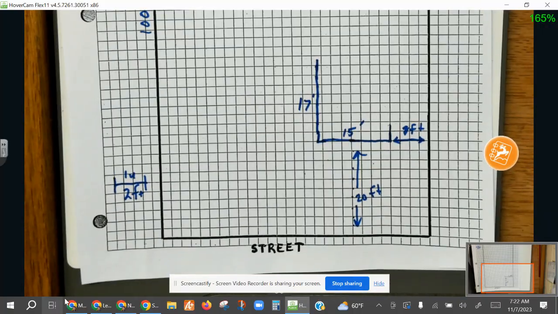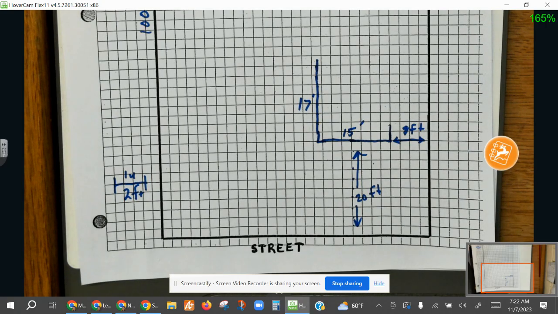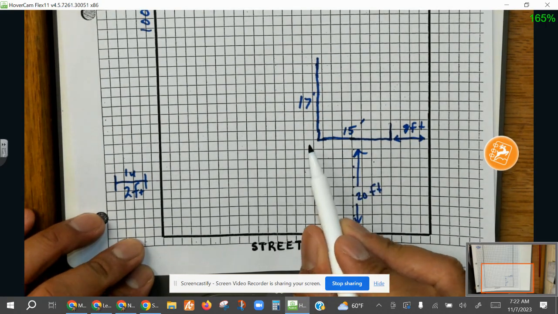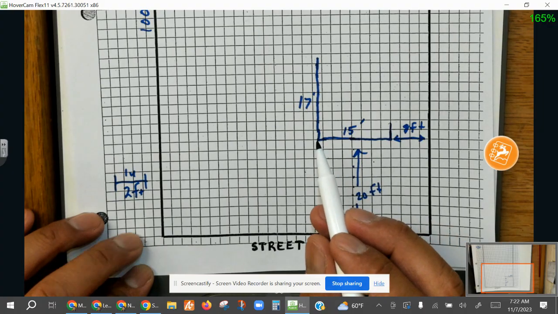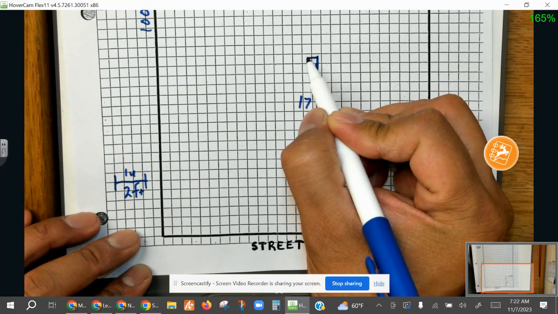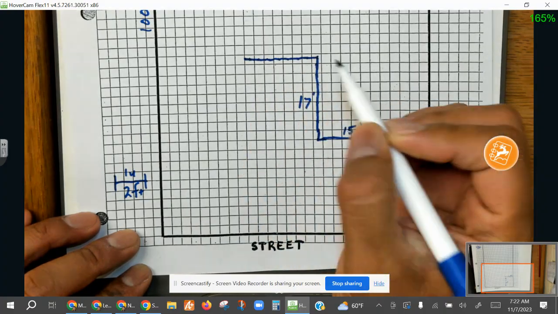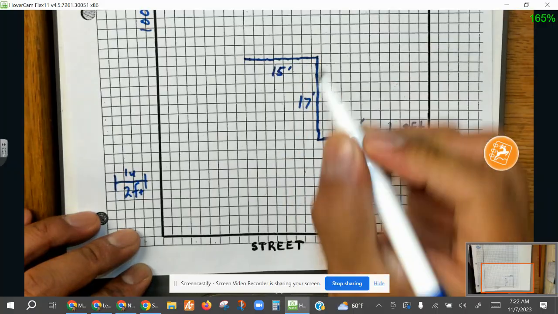All right, and then on this side also facing the street, they don't have a measurement here. So what are we going to put there? Well, if you notice, the opposite side of the house is 30 feet. The garage is 15. So that would make this side 15 as well, because 15 and 15 is 30. So since this 15, if you remember, was 7.5 units, this is also going to be 7.5 units. So this is already halfway. So that's 1, 2, 3, 4, 5, 6, 7 and a half. Okay, so this is 15 feet.